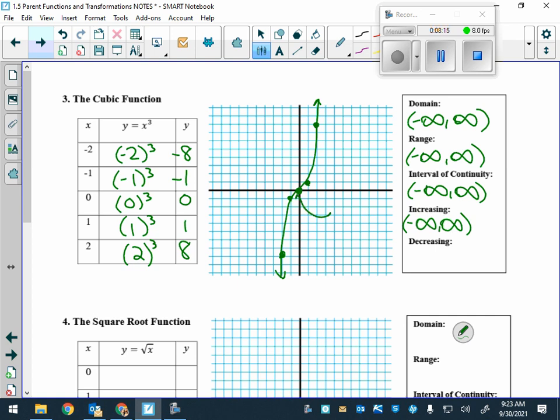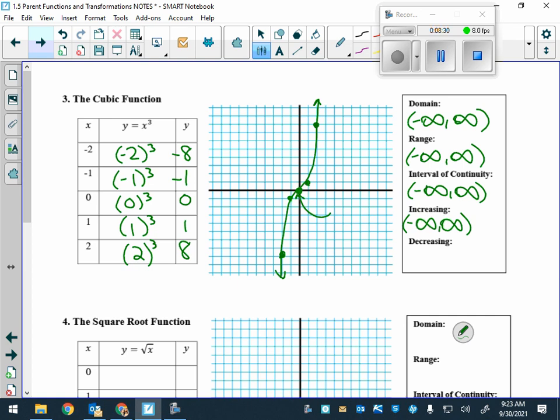This point right here, which we're going to learn about a little bit later, is an inflection point. That's an inflection point where it looks like it is flattening out, but it doesn't. It's a constant increase.